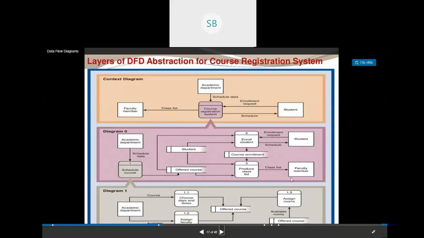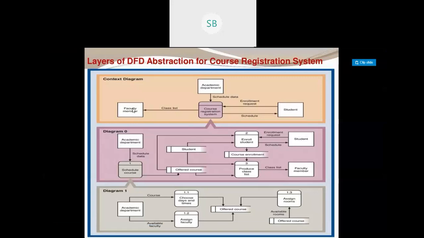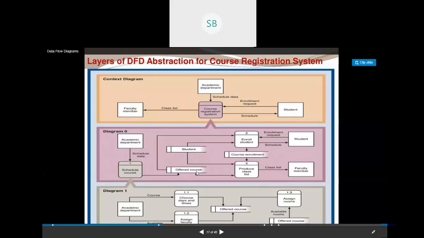So this is how the levels generally break down. This is the context level diagram, and we have various examples here. We can see a course registration example, where the student requests enrollment into a course, and then gets the schedule. The academic department puts in the schedule data, and faculty members get only the enrollment list. This course registration was a single context level.